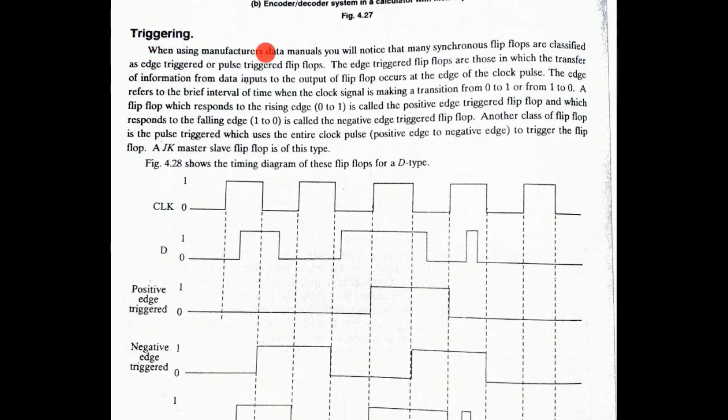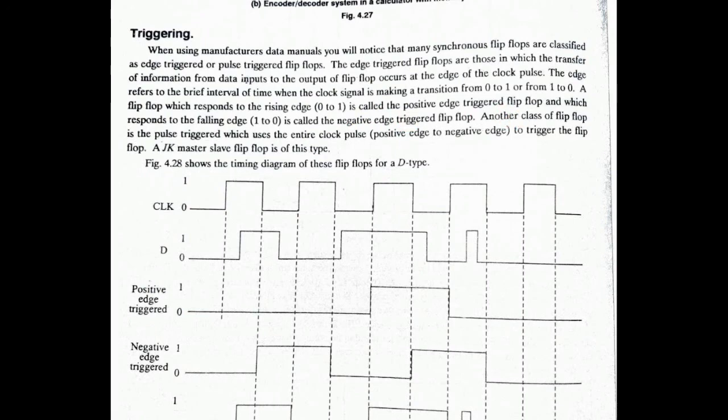When using manufacturers' data manuals, you will notice that many synchronous flip-flops are classified as edge-triggered or pulse-triggered flip-flops. Edge-triggered flip-flops are those in which transfer of information from data input to output of the flip-flop occurs at the edge of the clock pulse. The edge refers to the brief interval of time when the clock signal is making a transition from 0 to 1 or from 1 to 0. A flip-flop which responds to the rising edge is called a positive edge triggered flip-flop, and one which responds to the falling edge is called a negative edge triggered flip-flop.